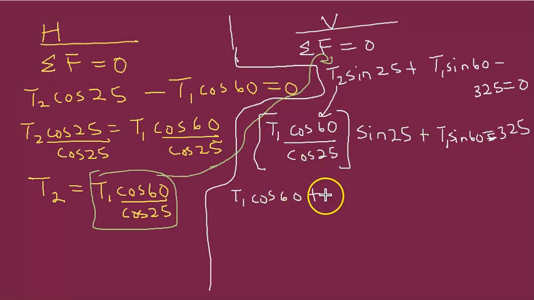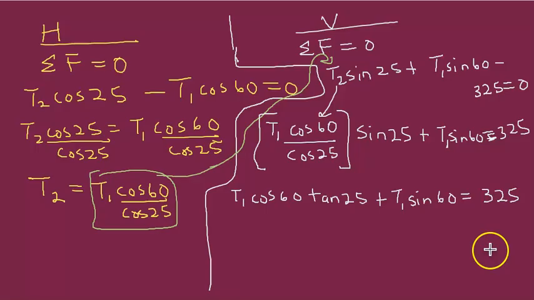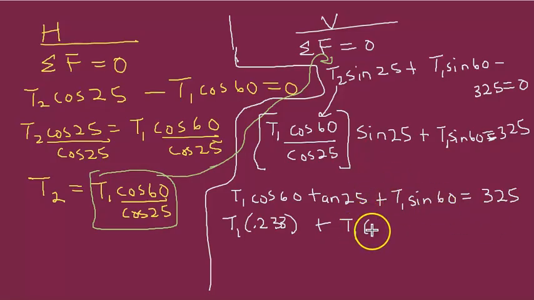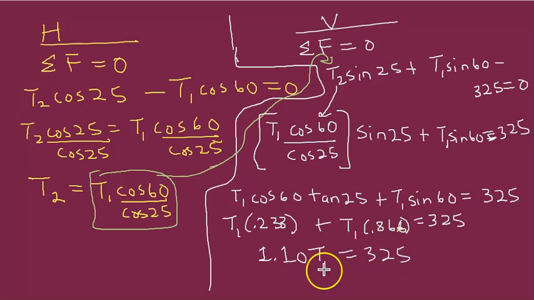cos 60. I'm going to push these together: tan 25, right? Sine over cosine, plus T1 sine 60 equals 325. Then you could factor out the T1, or you can multiply all of these things on your calculator. It looks like I multiplied them, just so people could follow along and find their mistakes. This is 0.233 plus T1 times sine of 60, which is 0.866, equals 325. Adding those two things together gives you 1.10 T1 equals 325. Divide both sides by 1.1 and you get T1 equals 296 newtons.